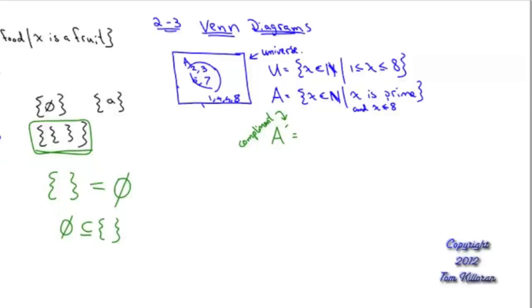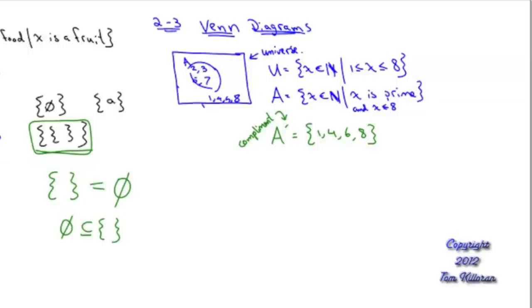So the answer to this is going to be 1, 4, 6, 8. So I can write that as the set of 1, 4, 6, 8. So what is the complement? It's everything that's not inside of the set. So it can't be in that circle at all. It has to be outside the circle, but still in the universe. You can't go outside the universe. Everything that is not in A.